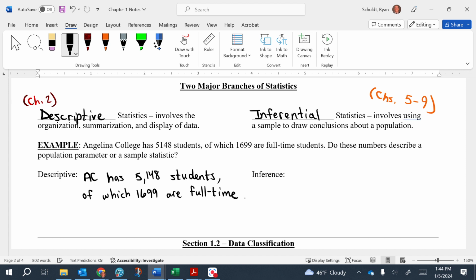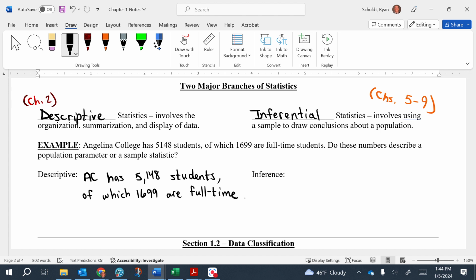Ideally, you would start this whole process looking at all 5,148 records, thinking, oh my goodness, how am I going to figure this out? And then you just go through and count up how many are full-time. Of course, you're not going to physically start counting 1, 2, 3, 4. This would be done in an Excel spreadsheet. Create an Excel spreadsheet, tell it to count the number of full-timers. It would give you that count.